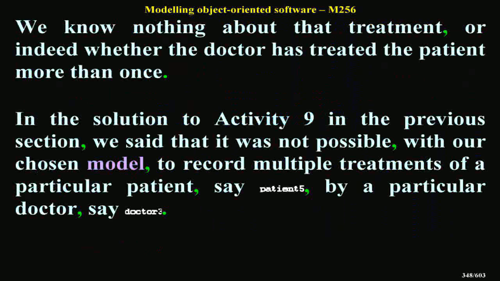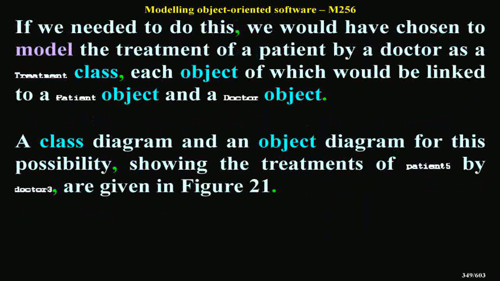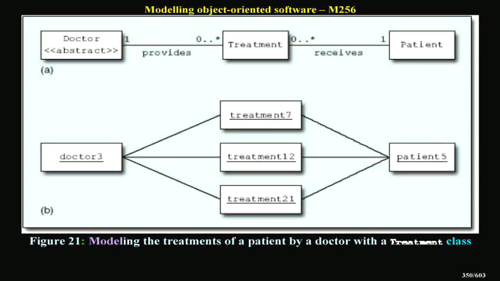In the solution to Activity 9 in the previous section, we said that it was not possible, with our chosen model, to record multiple treatments of a particular patient by a particular doctor. If we needed to do this, we would have chosen to model the treatment of a patient by a doctor as a class, each object of which would be linked to a doctor object and a patient object. A class diagram and an object diagram for this possibility, showing the treatments of a patient by a doctor, are given in Figure 21. Figure 21. Modeling the treatments of a patient by a doctor with a class.